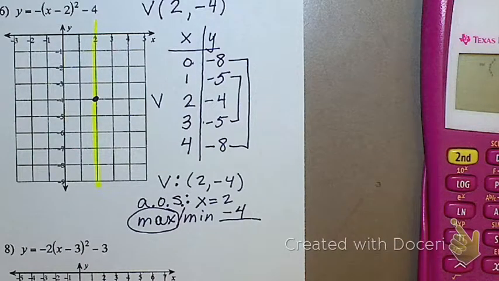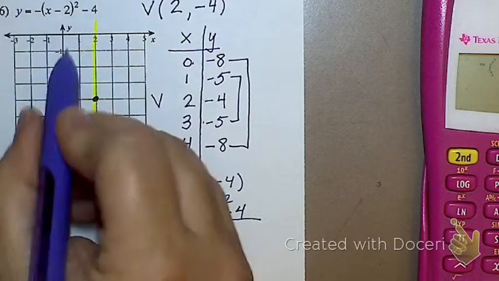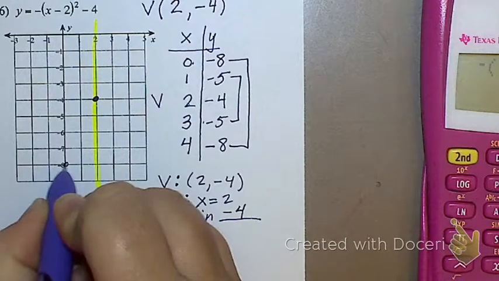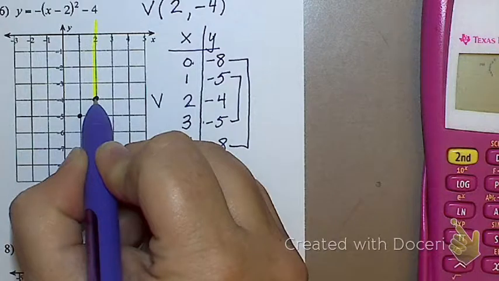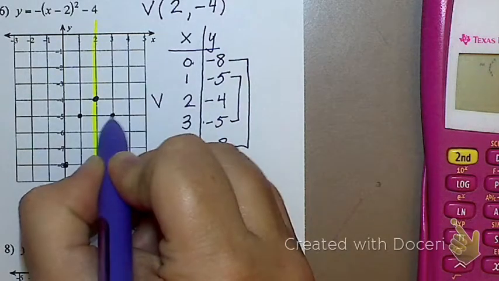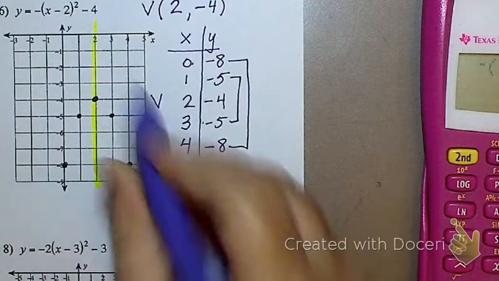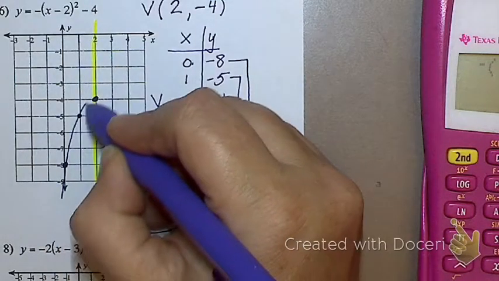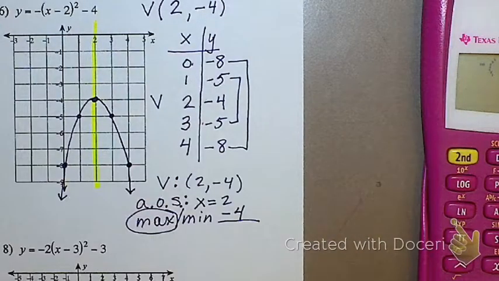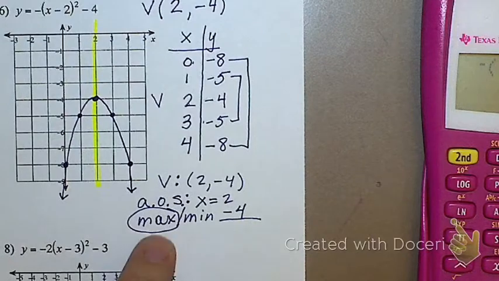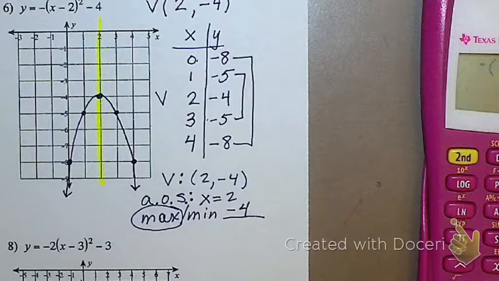What do I do now? You graph it. Plot those points. 0, negative 8; 1, negative 5. There's my vertex that I plotted earlier. 3, negative 5, and 4, negative 8. And there is my parabola. In case I was curious, remember we were hesitant on whether it was a max or a min. Now I can clearly see it's a max. So you can fill it out either before or after.